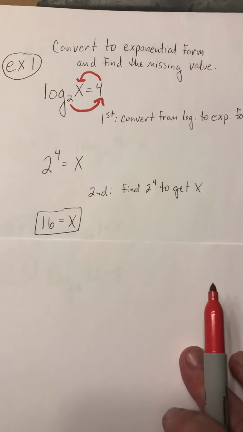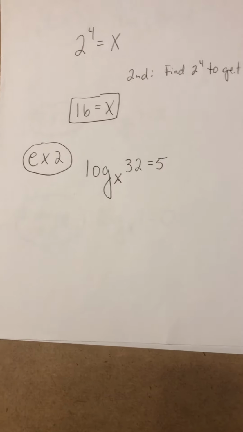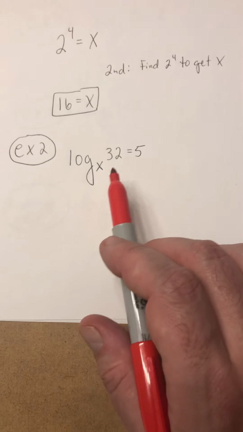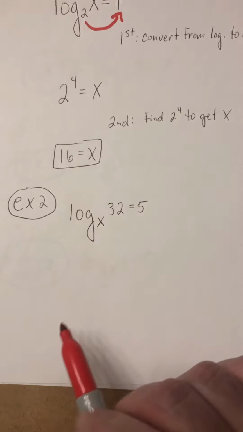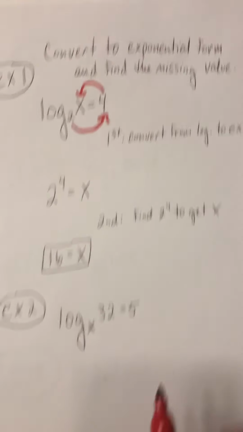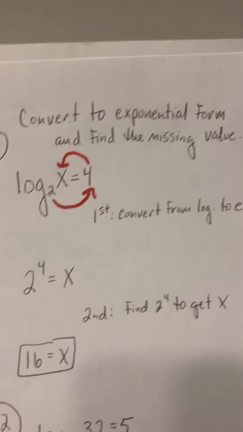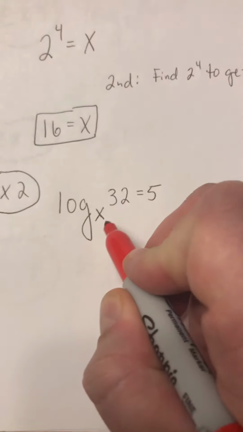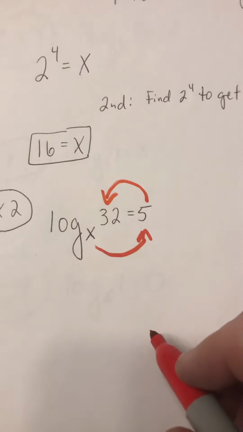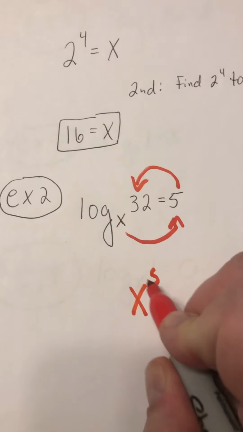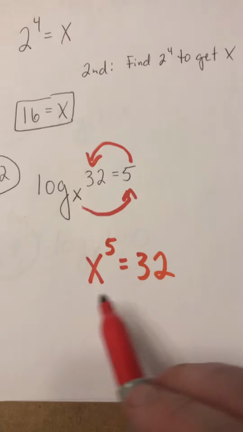Okay, so let's take a look at another example of that. Suppose in this example we have log base x of 32 equals 5. Here the x is in a different spot, in the base of the logarithm, but that's okay. We still follow the same directions. Convert to exponential form, and we just find the missing value. So, starting at the x, I raise it to the 5, and I set it equal to 32. So something to the 5 will give me 32, and that's what it is in exponential form.